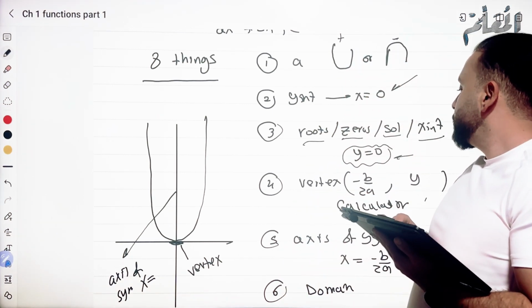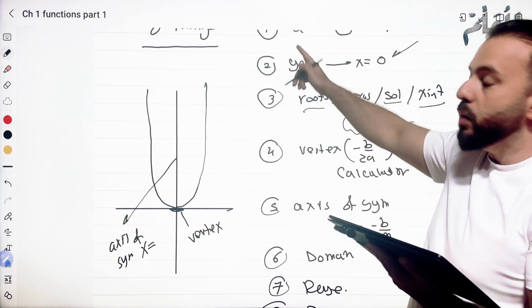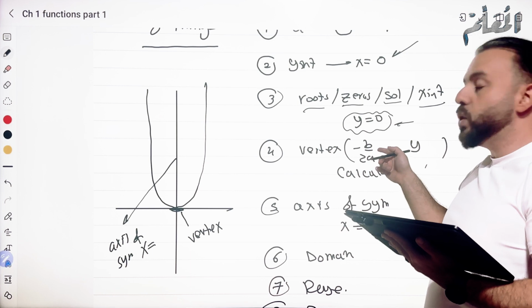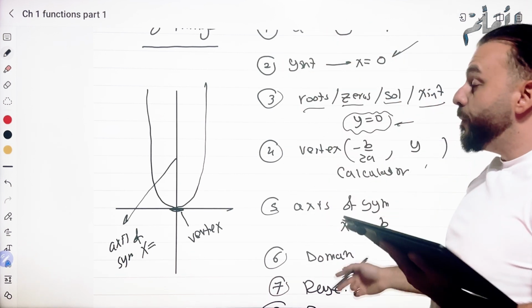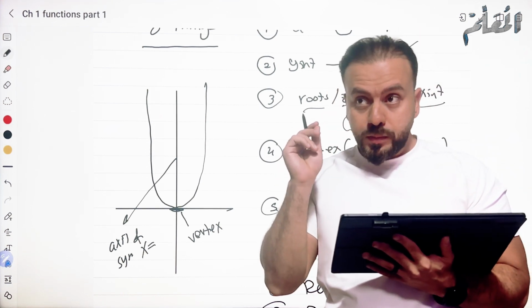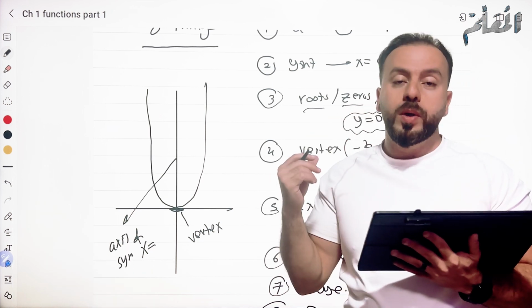Then after that, we have the vertex. It's minus b over 2a from the standard form, and we plug the x coordinate of the vertex inside the quadratic to get the y. Or there is a small thing here. We can use the calculator to solve this question.